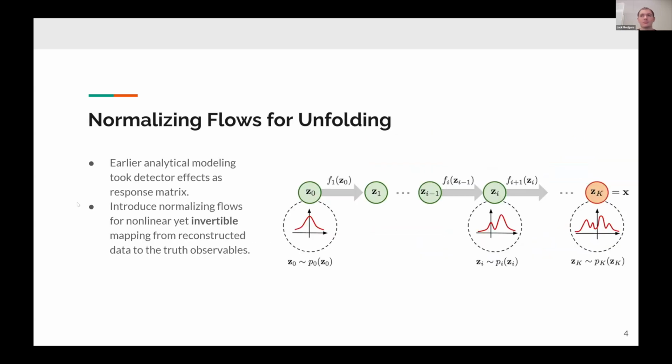So how was this done previously? The earlier analytical modeling, so non-computational, kind of just took detector effects as a response matrix, calibrating some weighting matrix. Basically, you get your data, you put it into a feature, and then you multiply by the matrix, and you get corrected features that are weighted. So we introduced normalizing flows for a nonlinear yet invertible mapping from reconstructed data to truth observables.